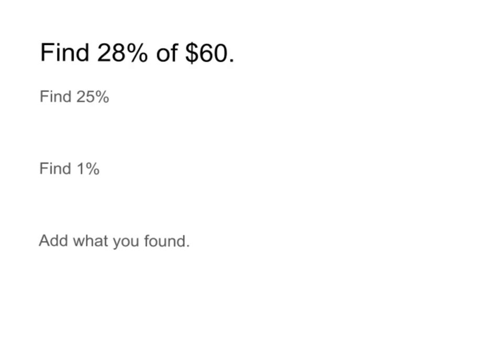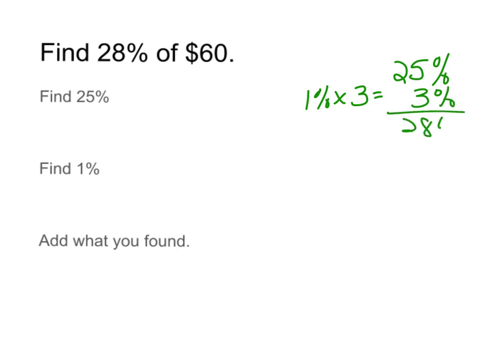Okay, so we're going to continue using fraction benchmarks to find other percents, and here we have 28% of $60. So in order to find 28%, I know I could use 25%, okay? And then I'm going to add 1% times 3 to give me 3%, and that's going to give me 28%.